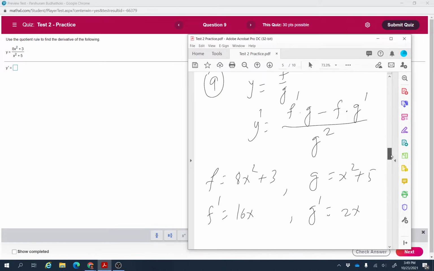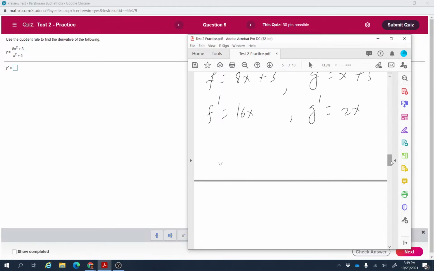So I'm going to do that. So y prime equals the derivative of the top function, which is 16x, times the bottom function, which is x squared plus 5, minus the top function, which is 8x squared plus 3, times the derivative of the bottom function, divided by the square of the bottom function. So you can just simplify this if you want.